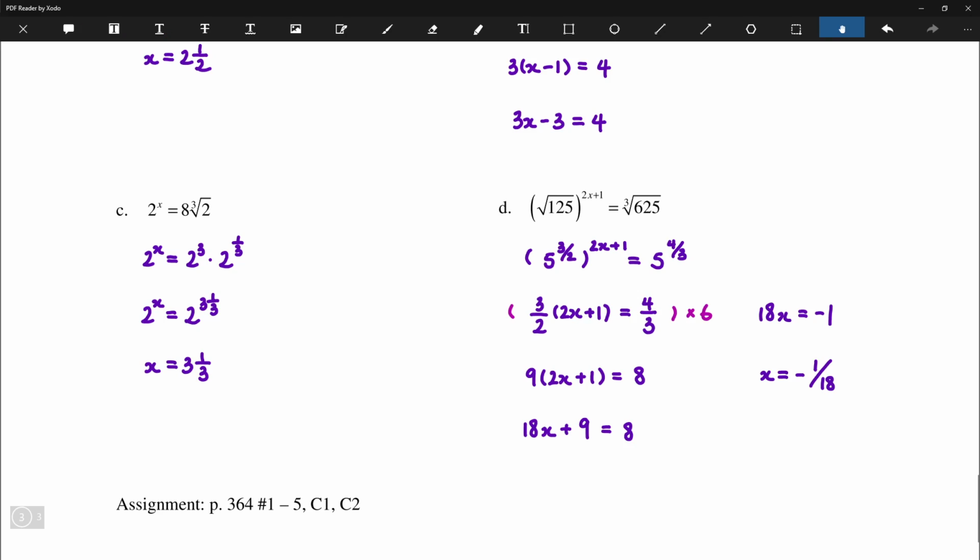And that's it. So we reviewed the exponent laws from before, and then introduced the idea of using common base to solve exponential equations of a certain type.